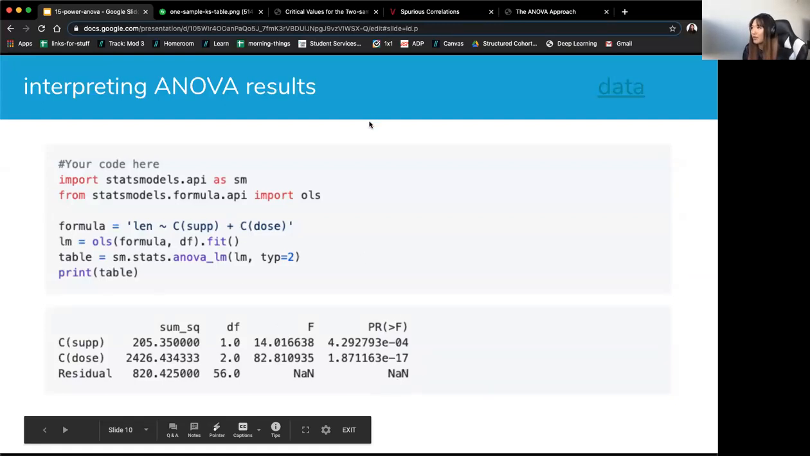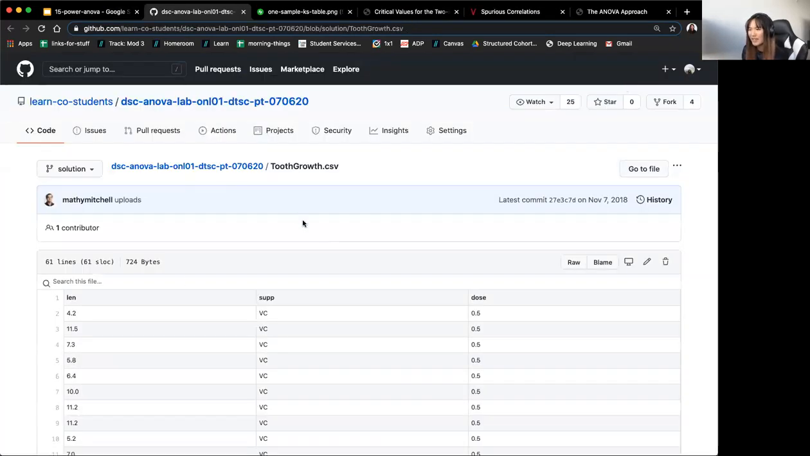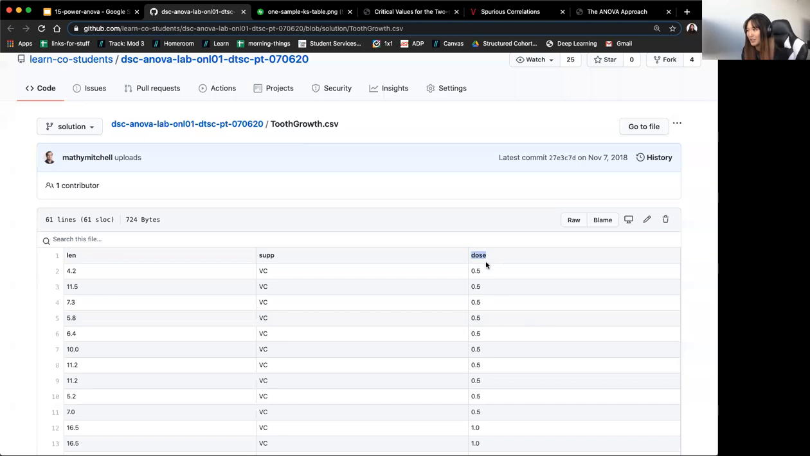Just for some context, the data that I'm using here is data about supplements and dosages and their effect on tooth growth.